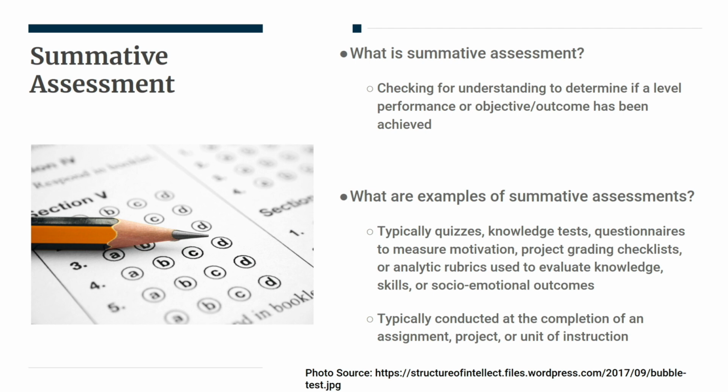There are a variety of different examples as well, and many would be familiar with the typical quizzes, knowledge test. You could also use questionnaires to test motivation, to measure motivation. You know, how interested were you in this project? You could also use project grading checklist that Dr. Wong will talk about here in a few slides, or analytic rubrics that she'll share with you as well. You can do that to evaluate knowledge as well as skills and social and emotional outcomes. So the rubrics on the grading checklist can be a little broader in including skills or behaviors as well as the social and emotional outcomes.